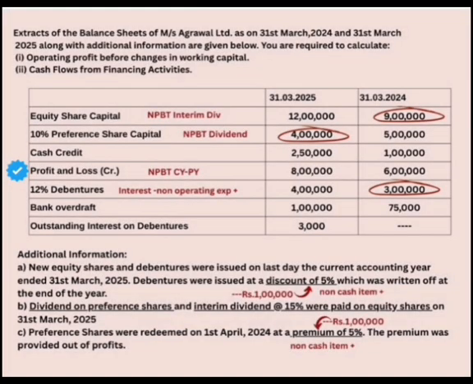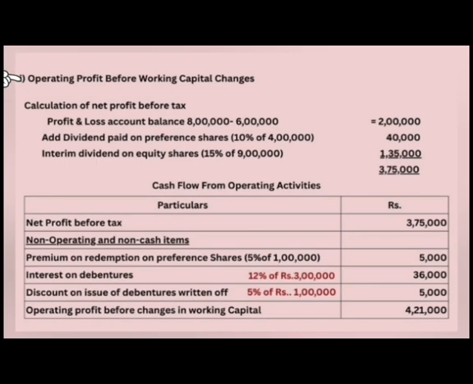Profit and loss credit, which means there is a profit. This we take current year minus previous year, which comes to 2 lakh rupees. Calculation of net profit before tax. Profit and loss account balance 8 lakh minus 6 lakh, 2 lakhs. Dividend on preference shares, we have taken 10% of 4 lakh, which is 40,000. And interim dividend on equity shares, 15% of the opening balance 9 lakh, which comes to 1 lakh 35,000. Total is 3 lakh 75,000.